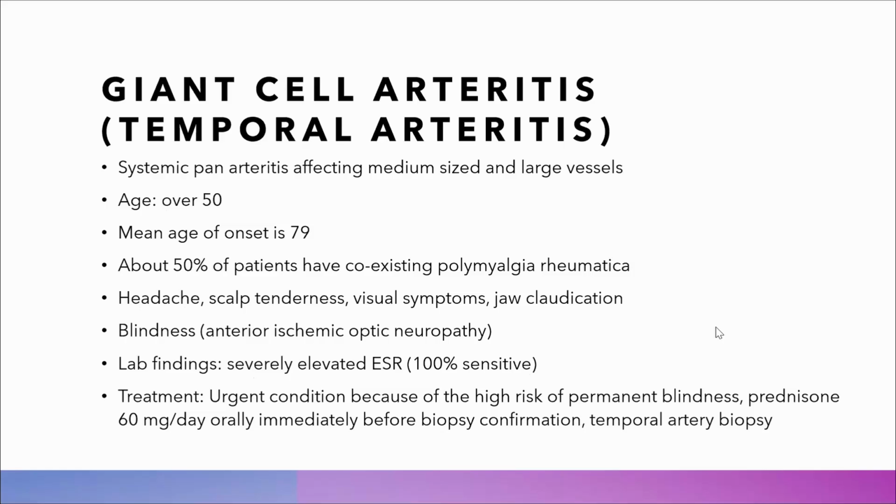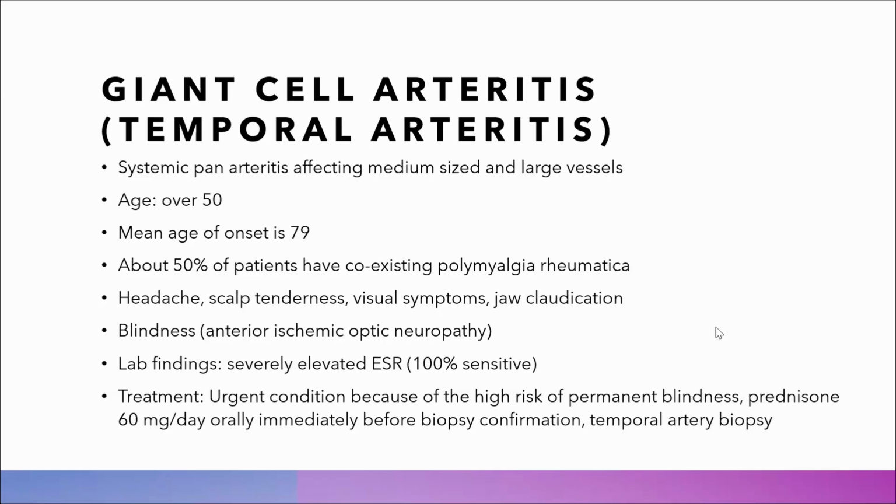Giant cell arthritis, again, is the sister of polymyalgia rheumatica. They can come together or they can come separately. So again, there are two sets of twins. Polymyositis and dermatomyositis. The other set of twins is polymyalgia rheumatica and giant cell arthritis. Giant cell arthritis can happen on its own or coexist with polymyalgia rheumatica.